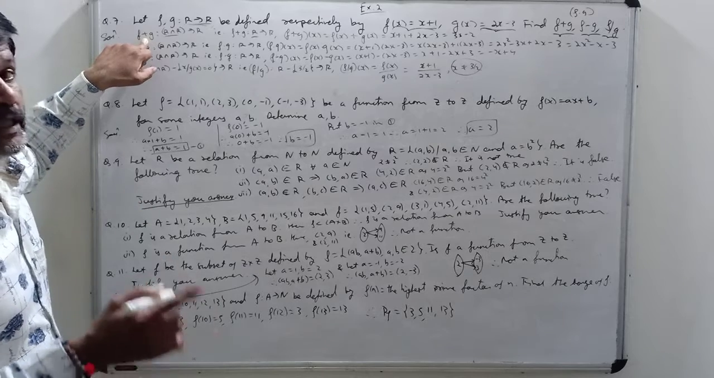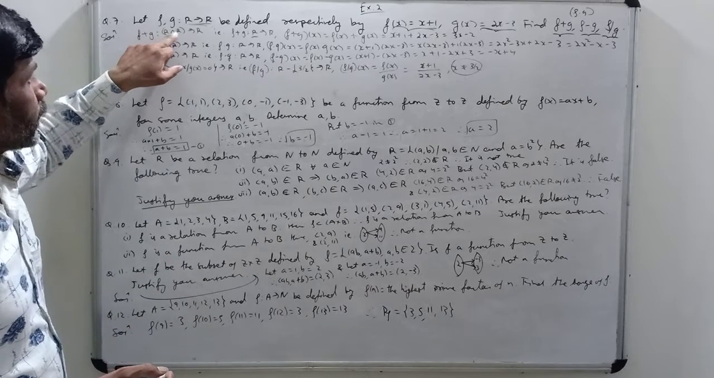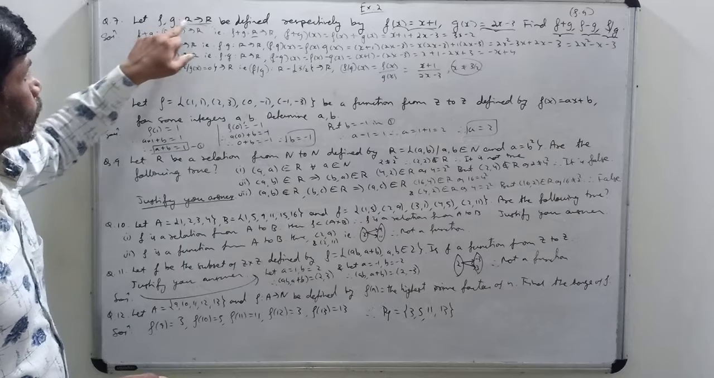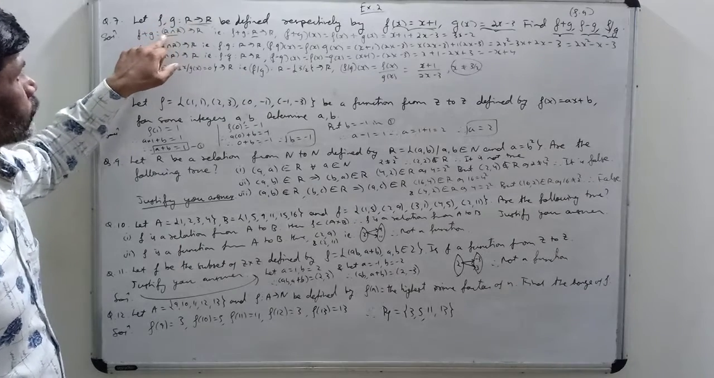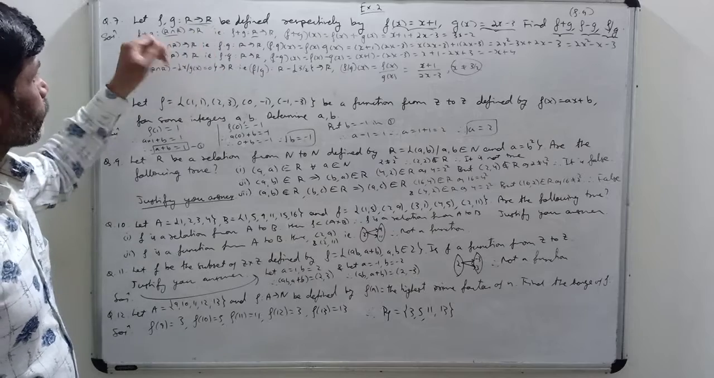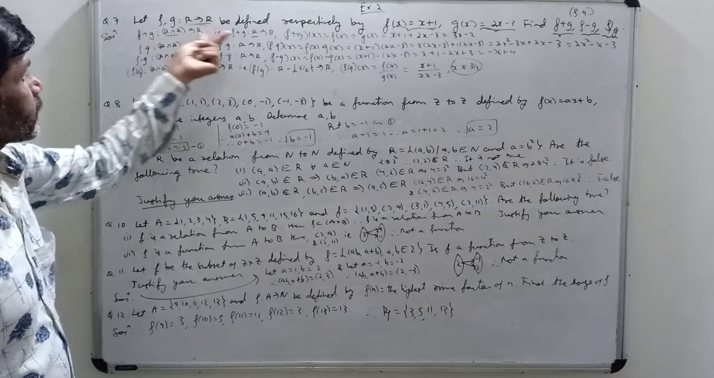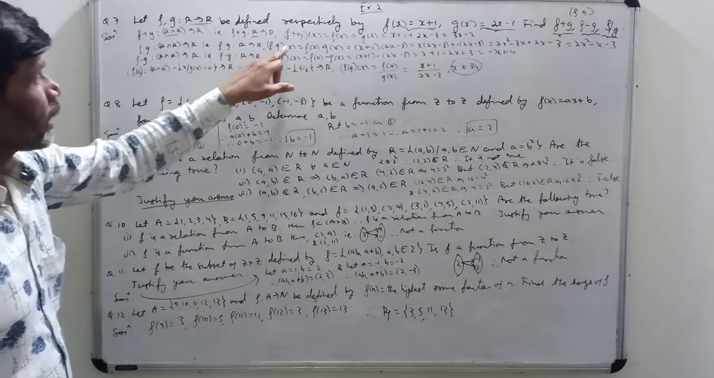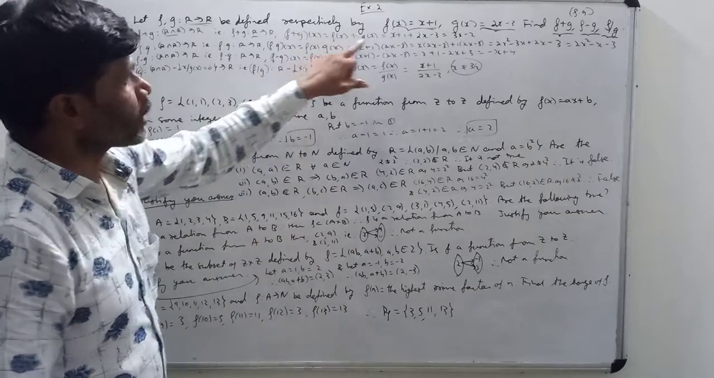Now f plus g is defined on domain of f intersection domain of g. So here what is the domain of f? R. What is the domain of g? R. So R intersection R is R, with common codomain R. So f plus g will be a function from R to R, and (f + g)(x) is equal to f(x) + g(x).